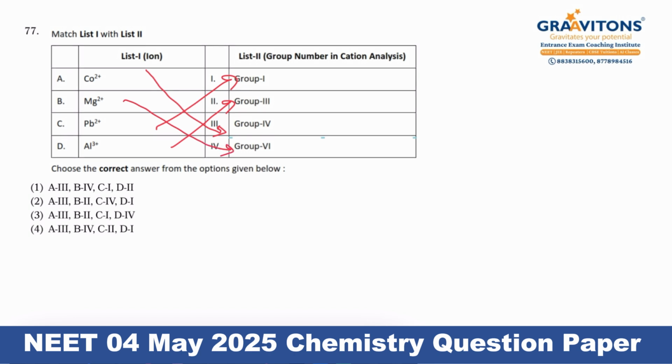Here the correct option would be, check here first one. A goes for 3 and B goes for 4. B goes for the fourth option, C for the first one and D for the second one. So the correct option is A.